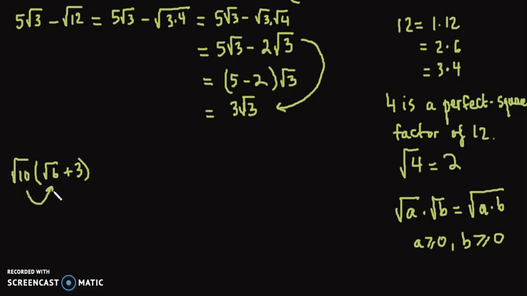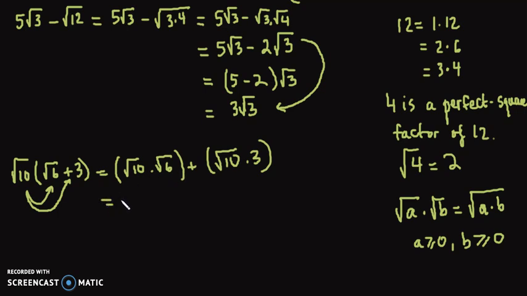Using the distributive property, you would multiply square root of 10 with square root of 6, and then later add it with square root of 10 times 3. So in this case, I would have square root of 10 times square root of 6 plus square root of 10 times 3, which is equal to square root of 10 times 6 plus 3 square root of 10. Okay, and again, square root of 10 times 6 is square root of 60, plus 3 times square root of 10.